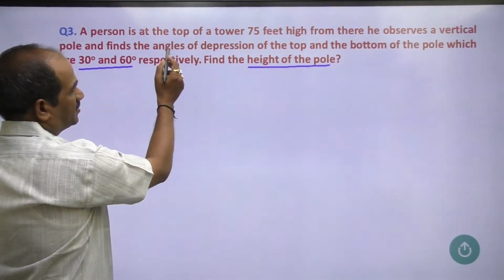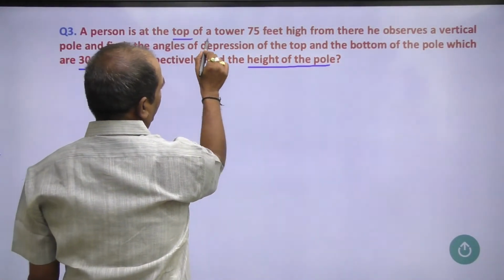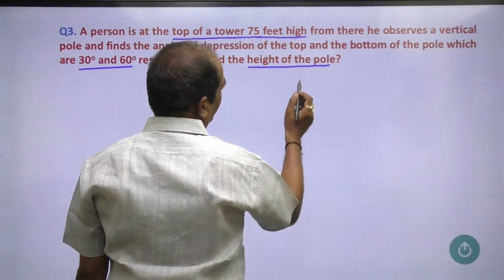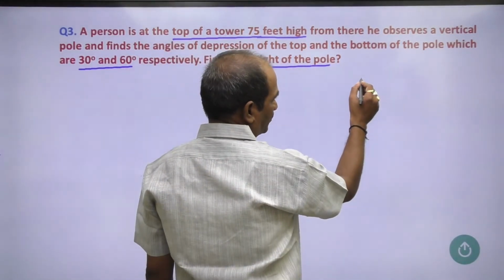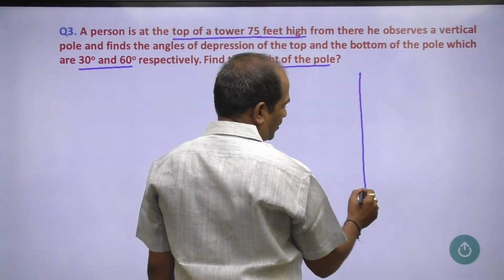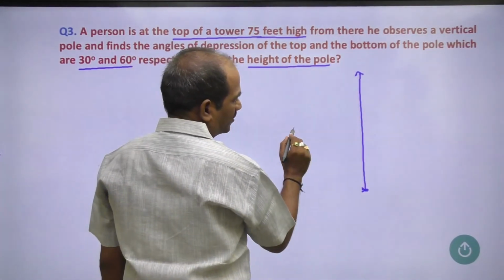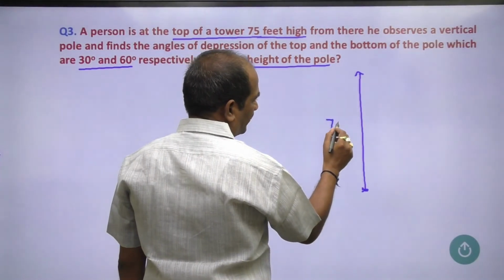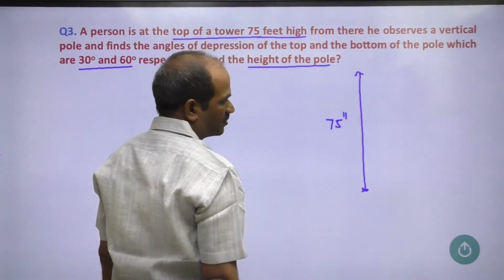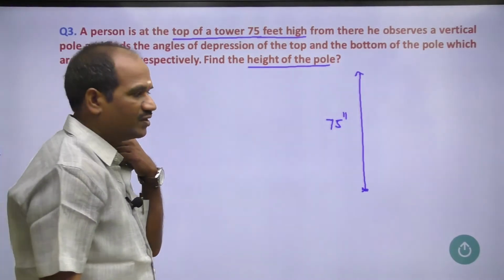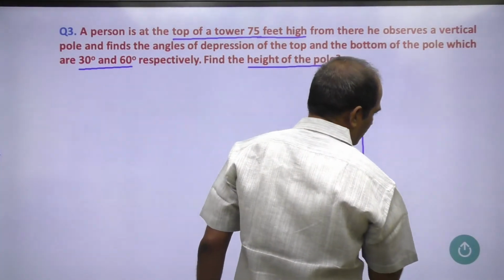A person is at the top of a tower 75 feet high. So first take the tower here. This is the tower, and this tower height is 75 feet. So this is the ground.